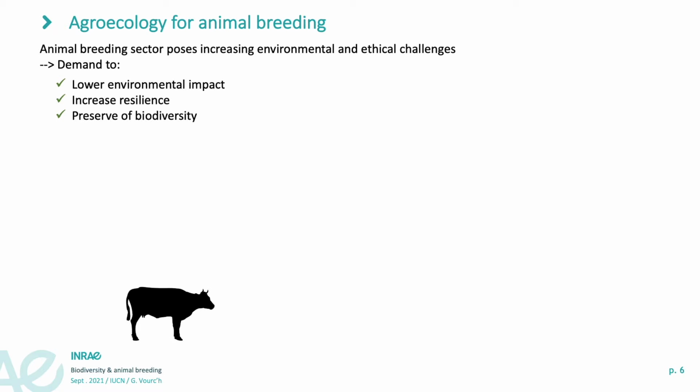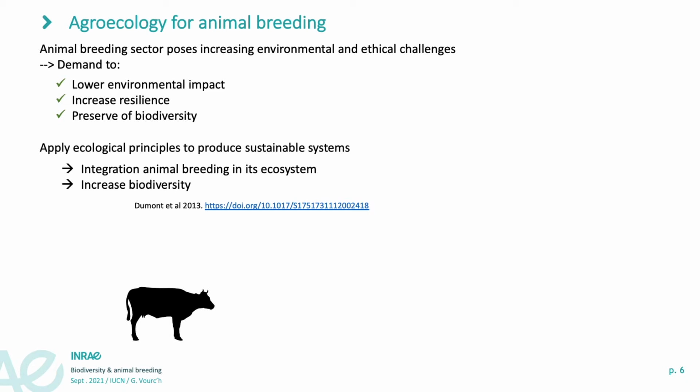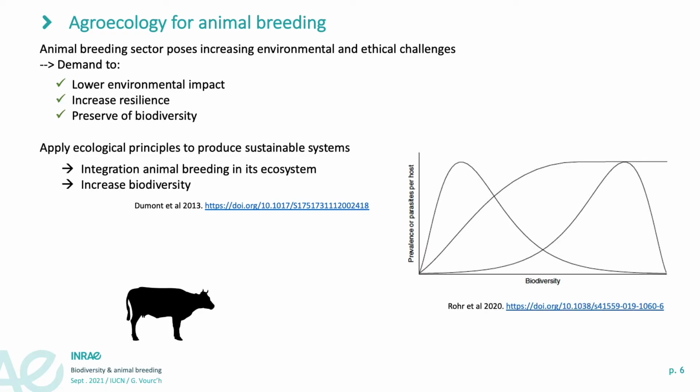So there is some demand to lower the environmental impact, increase resilience, and foster the preservation of biodiversity. One of the responses is to apply ecological principles to produce sustainable systems. That is done by integrating animal breeding in its ecosystem and increasing the biodiversity. The difficulty regarding parasitic or infectious disease is to find in which situations the system will regulate the diffusion or introduction of the disease rather than amplify it.